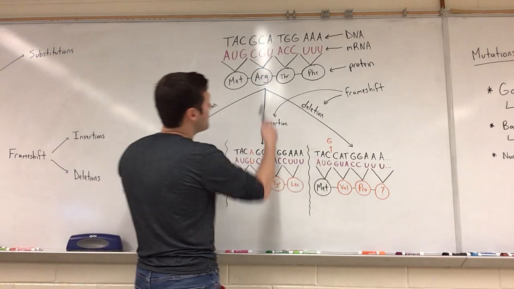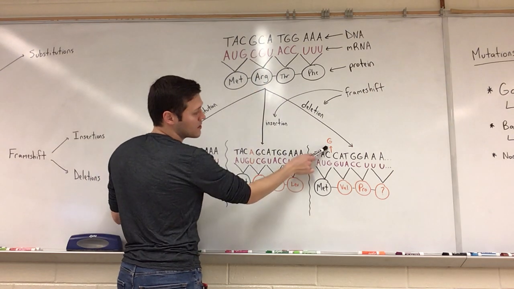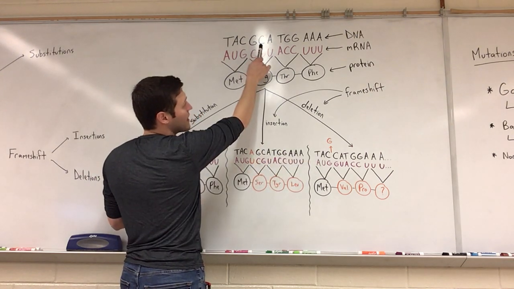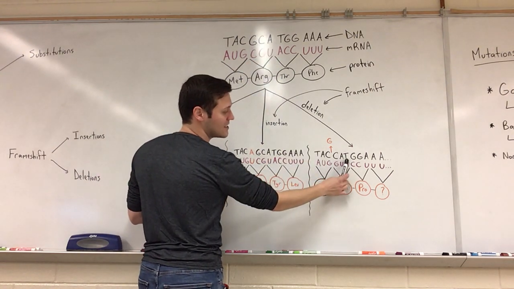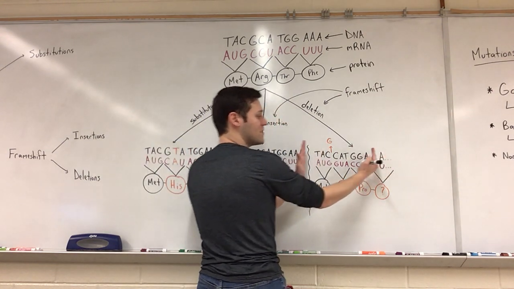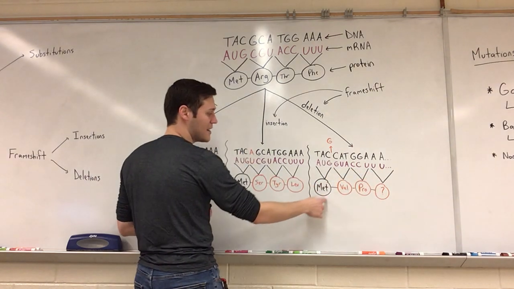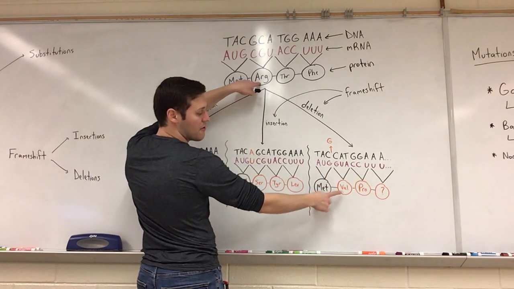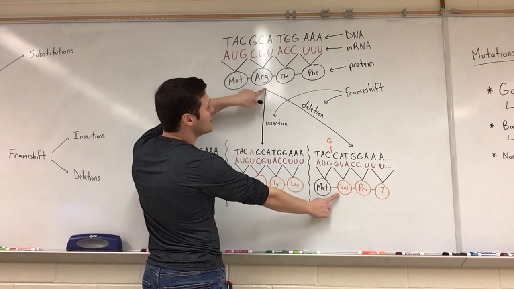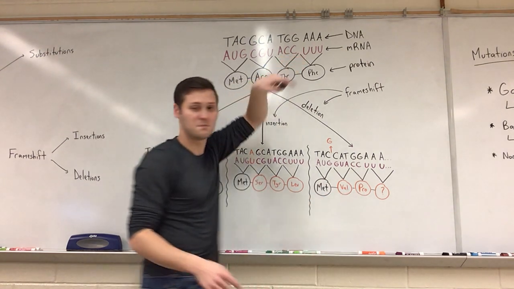So here, imagine we have GCA, but we removed the G. So we took out the G. So now we have CAT, which translates to GUA. So everything shifted back one. So now we have different codons that we're reading. So instead of ARG, we now have VAL, or valine. Instead of THR, or threonine, we now have PRO, or proline.